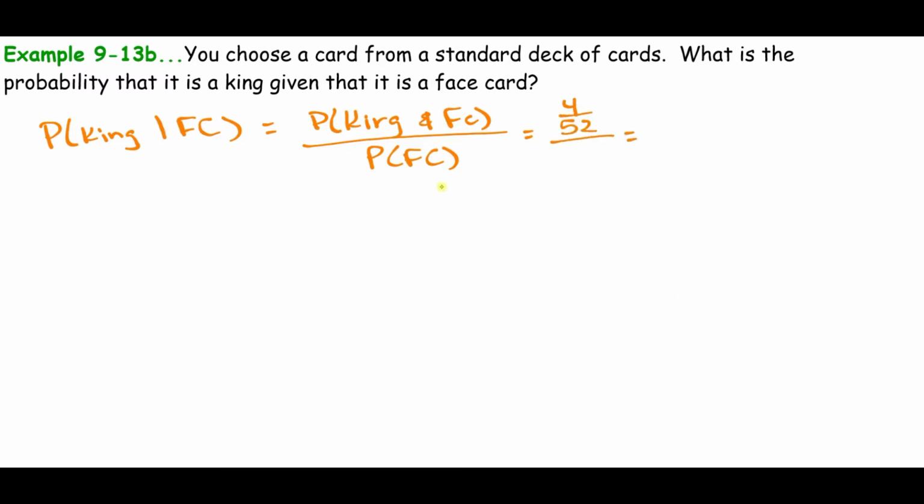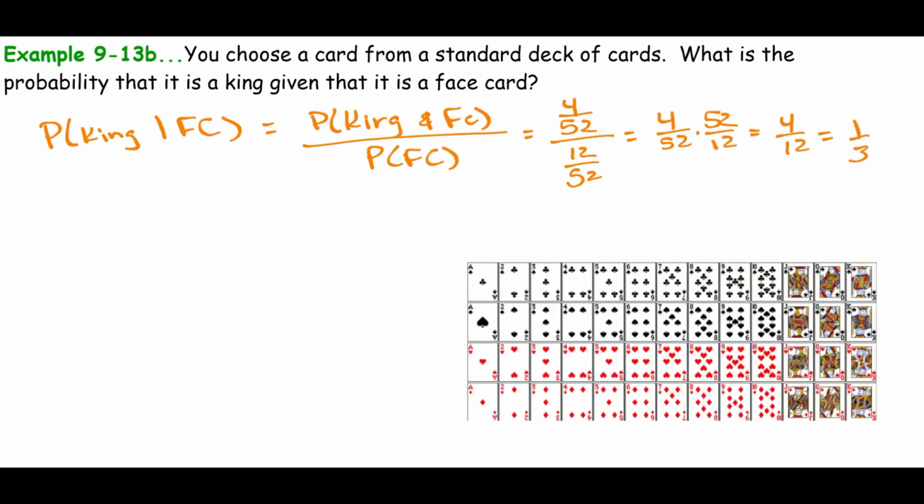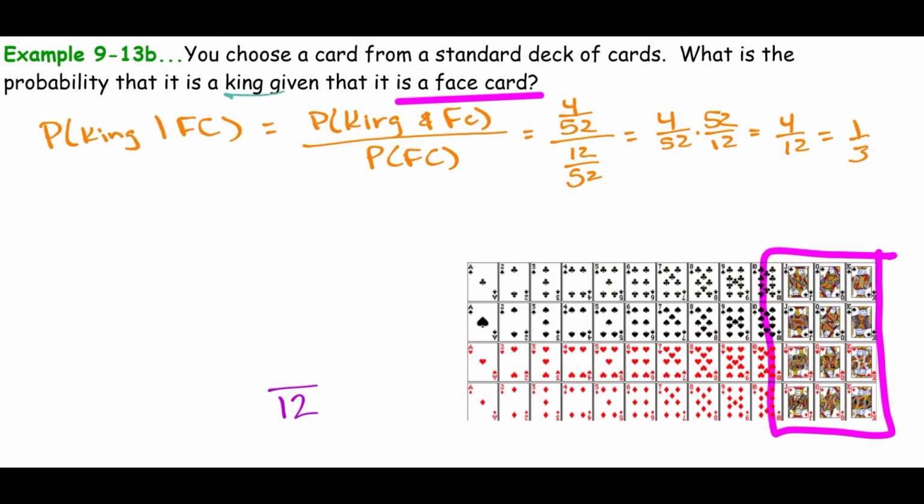How many cards are face cards? There's 12, so 12 out of 52. And then again, we're going to go 4 out of 52 times 52 over 12, which is 4/12 or 1/3. Again, if we think of this visually, given that it's a face card, these are my face cards, and there are 12 of them. So that becomes my denominator. Of those 12 face cards, how many of them are kings? Those are 4. So I get 4 out of 12 again, which is 1/3. Same thing we got with the formula.